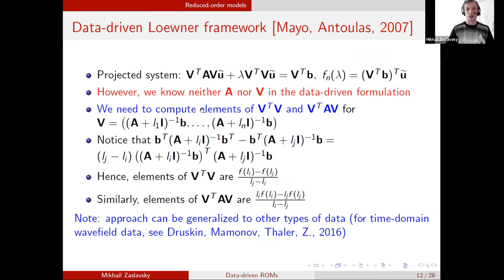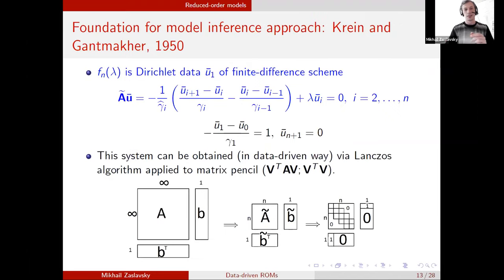So just once again, directly from the data, we can construct these matrices, V transpose AV and V transpose V, and can compute that Fn of lambda, the reduced order model transfer function. The same Fn of lambda can be obtained as a transfer function of this equation with these boundary conditions here, where all these parameters, gamma I hat and gamma I, are directly obtained from the data. That can be performed by applying one more step, which is the Lanczos process for this matrix pencil, V transpose AV, V transpose V.